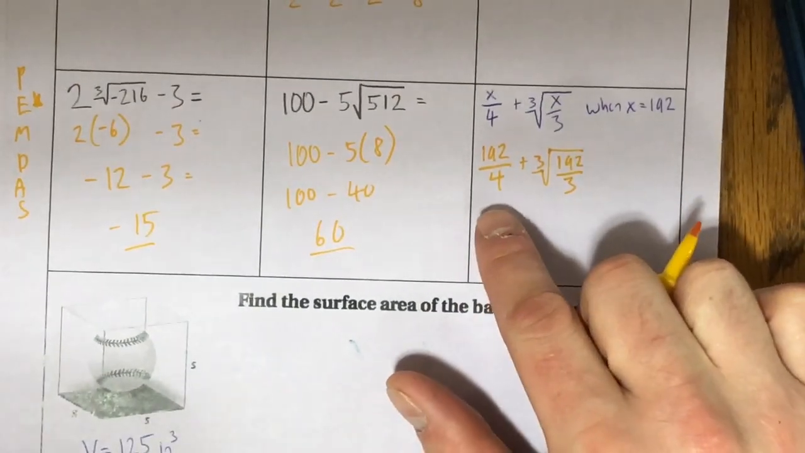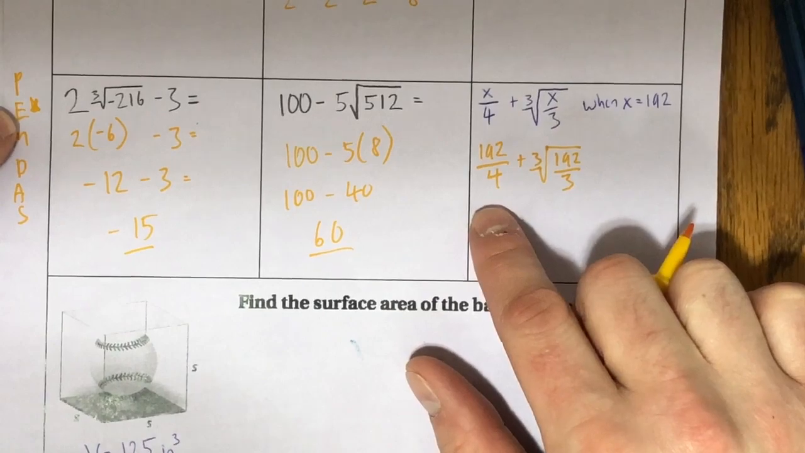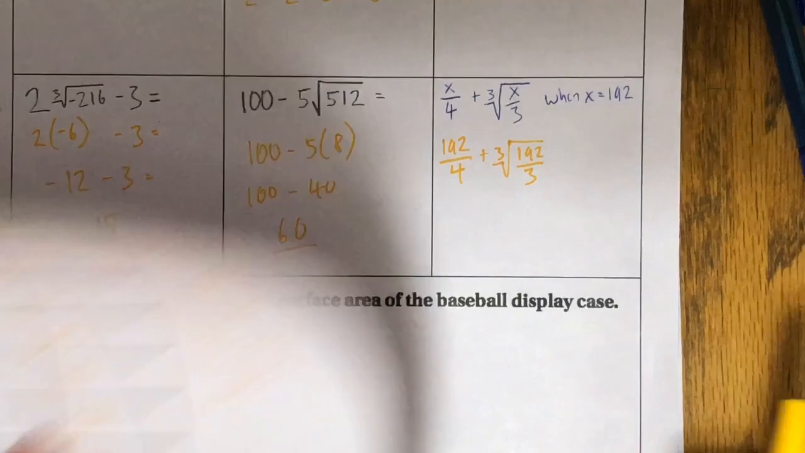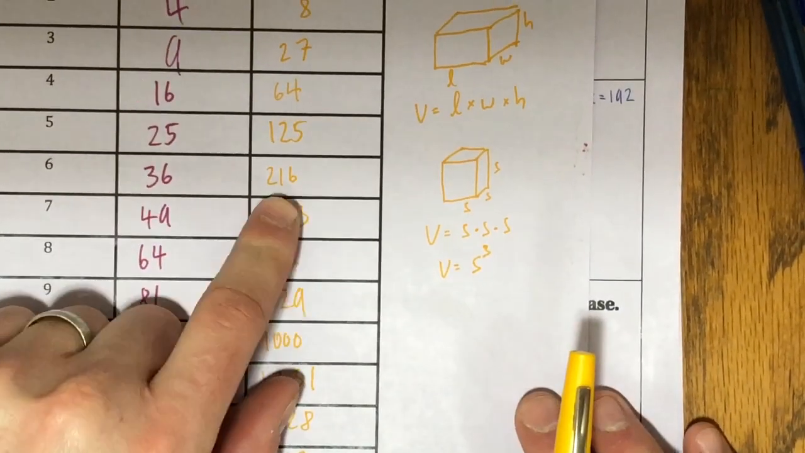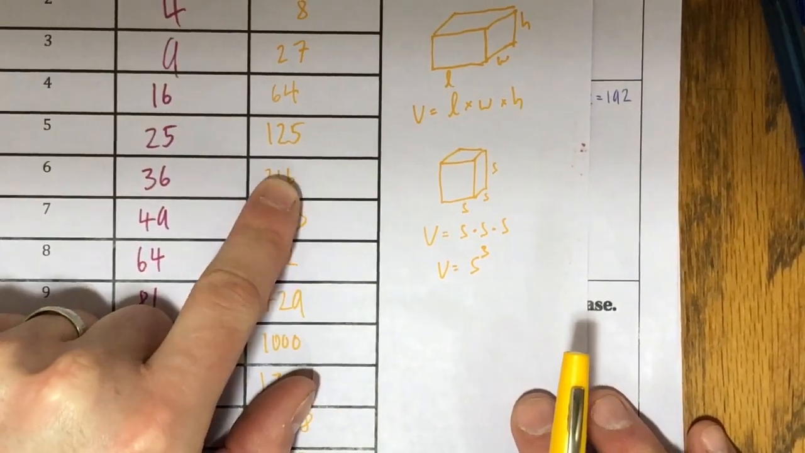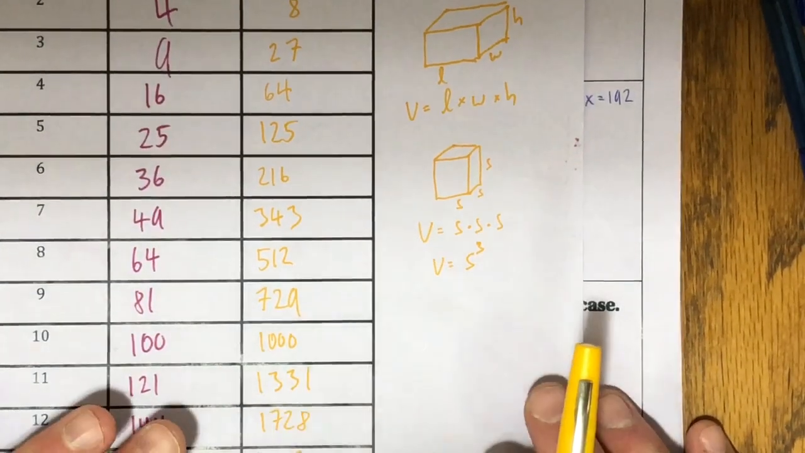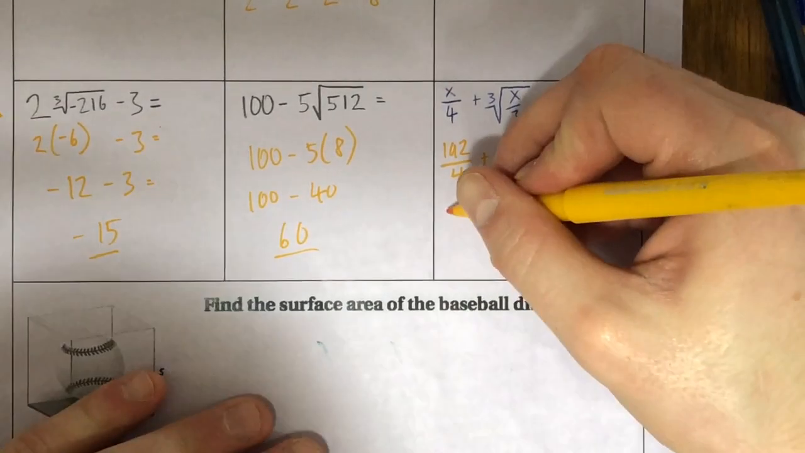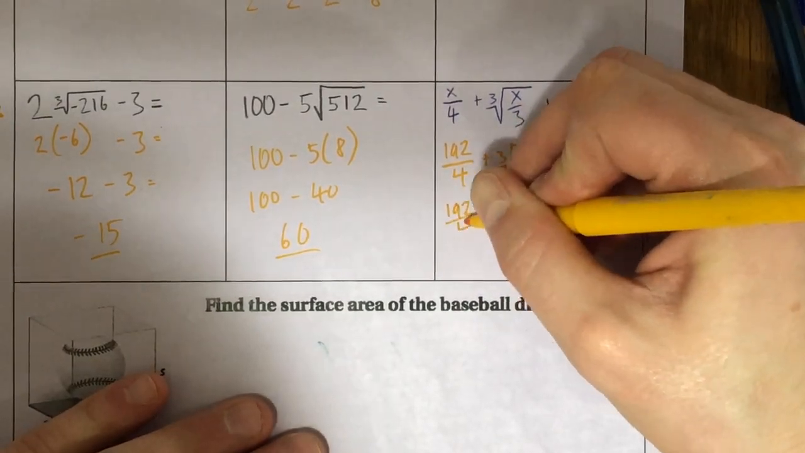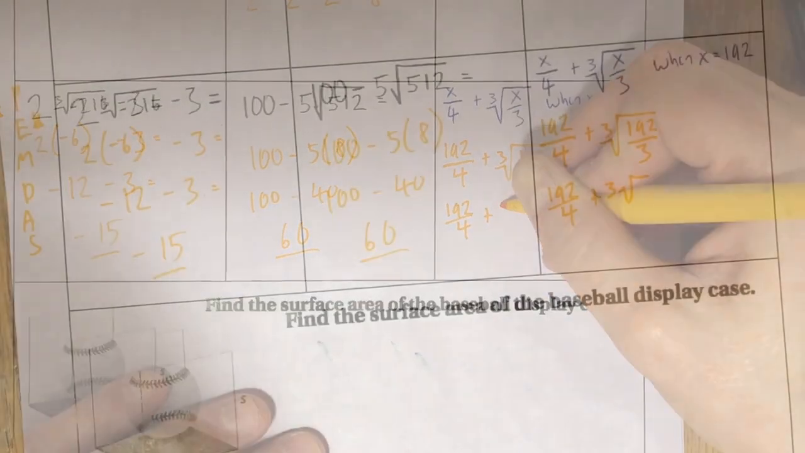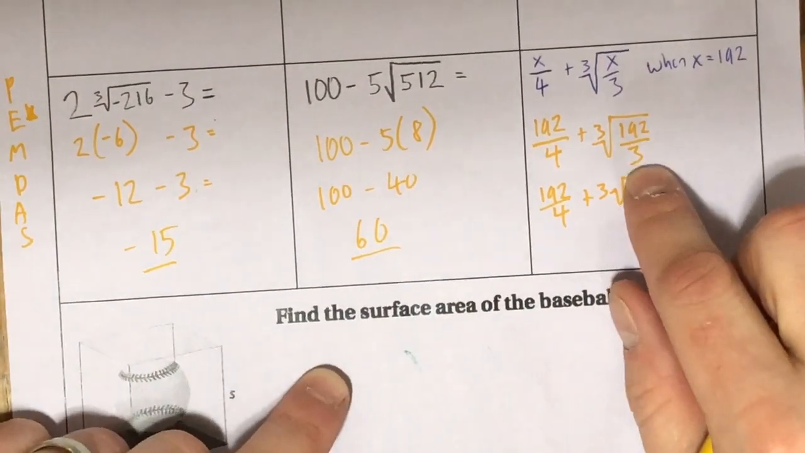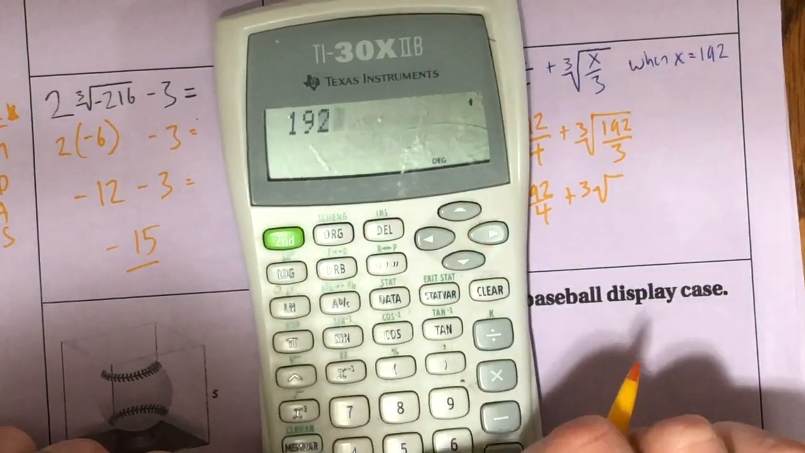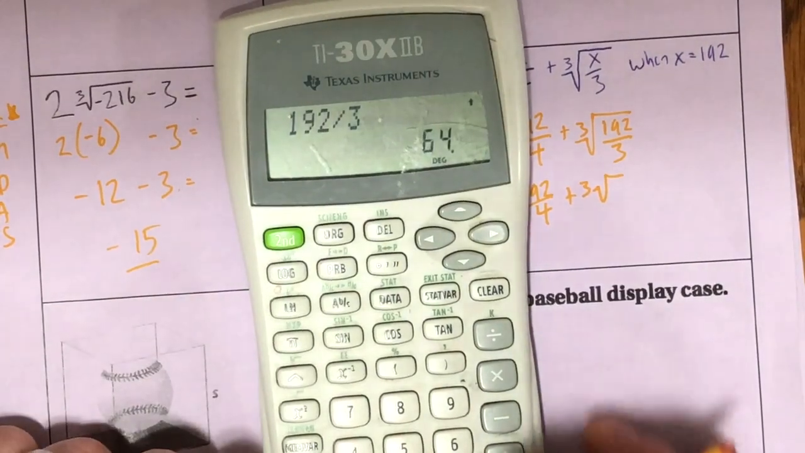So let's go ahead and take care of the cube root here. Well, cube root of 192, let's check. It's not here. Okay, well, if that happens, try to reduce this fraction first. So I'm going to change this to 192 fourths plus 192 over 3. That reduces to 192 divided by 3. That reduces to 64.